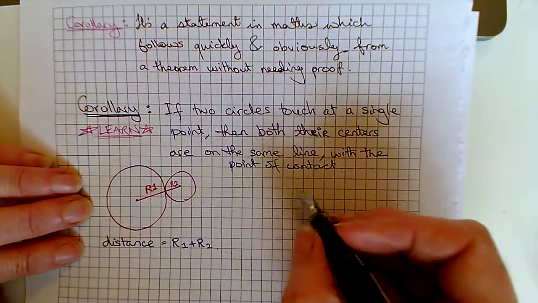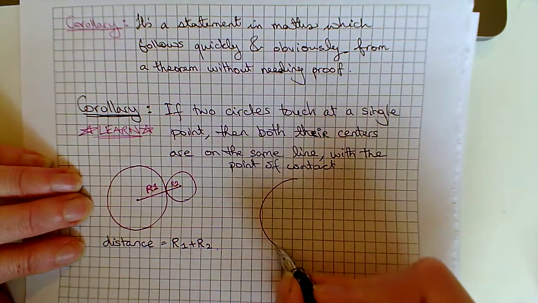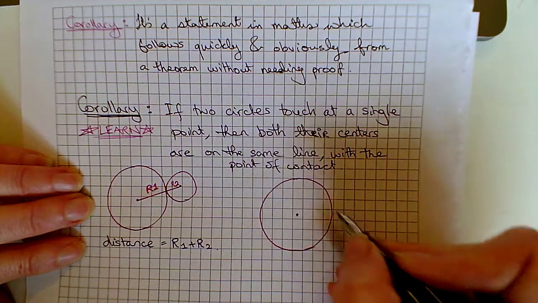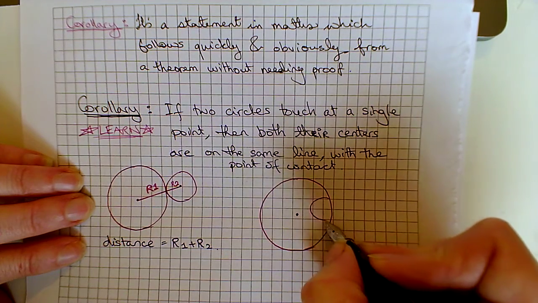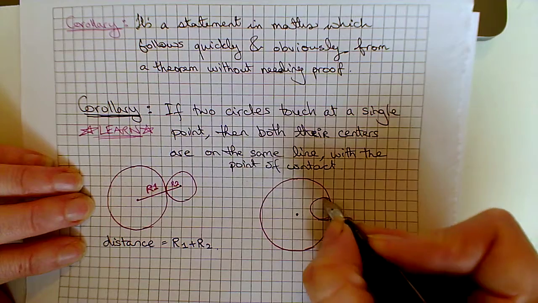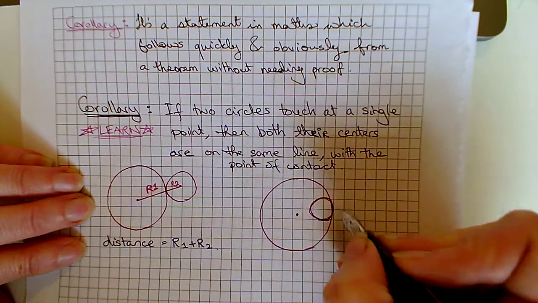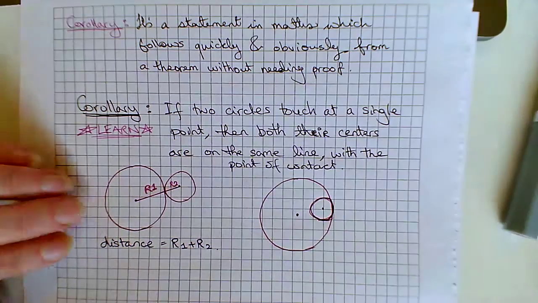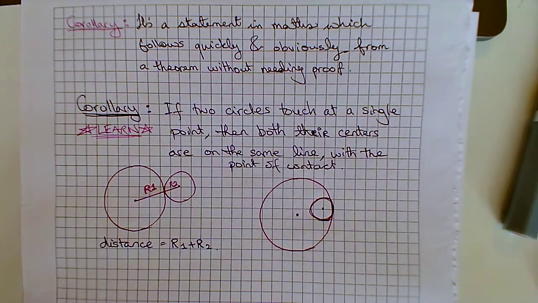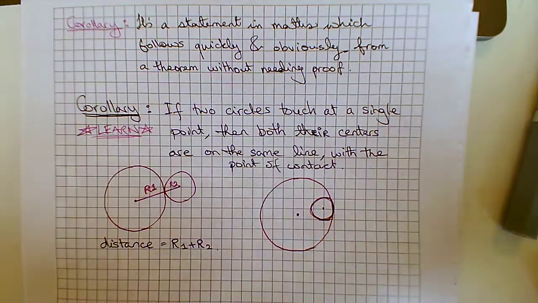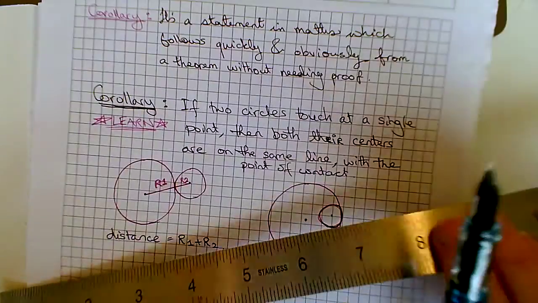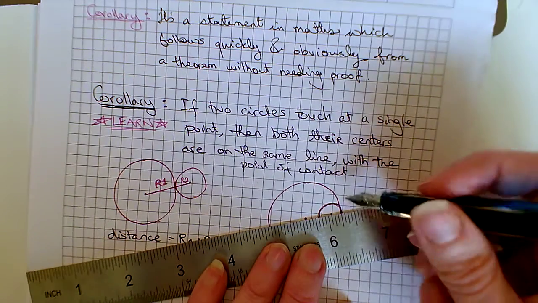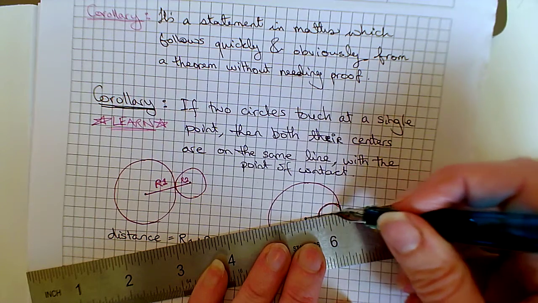Now there's a second case. They can touch at a single point externally like that, or you could have the smaller circle inside the bigger circle like this. A bit harder to draw. Like that. And then again, their centers will still be on the same line. Their centers will still be on the same line with the point of contact. There's the point of contact, like that.